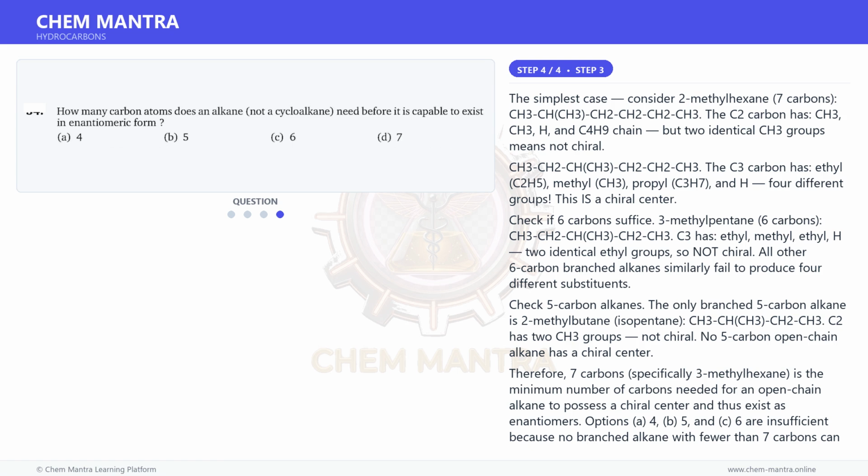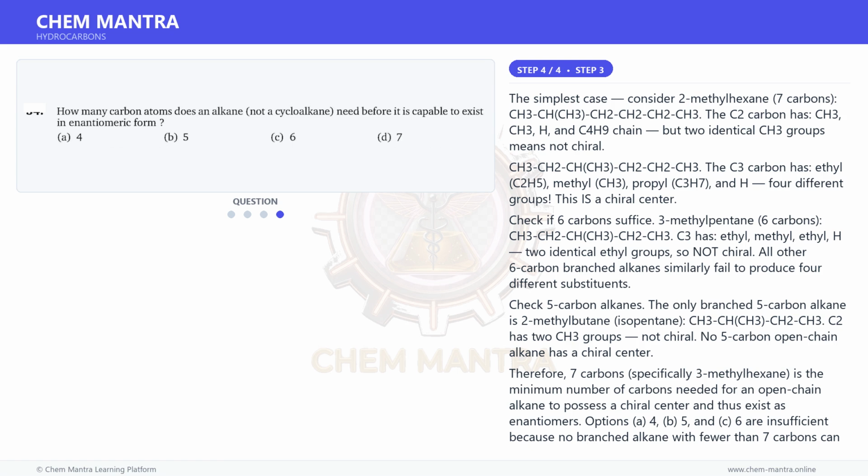The C2 carbon has CH3, CH3, H, and a C4H9 chain, but 2 identical CH3 groups means not chiral. Now consider CH3CH2CH(CH3)CH2CH2CH3. The C3 carbon has ethyl, C2H5, methyl, CH3, propyl, C3H7, and H, 4 different groups. This is a chiral center.